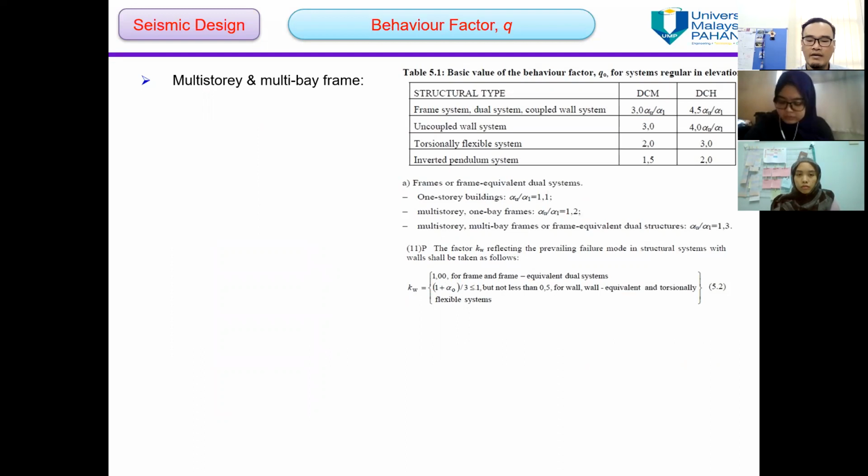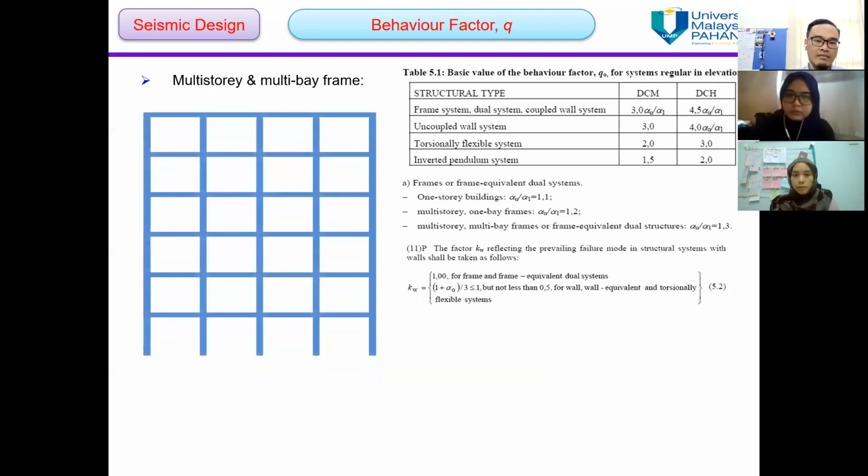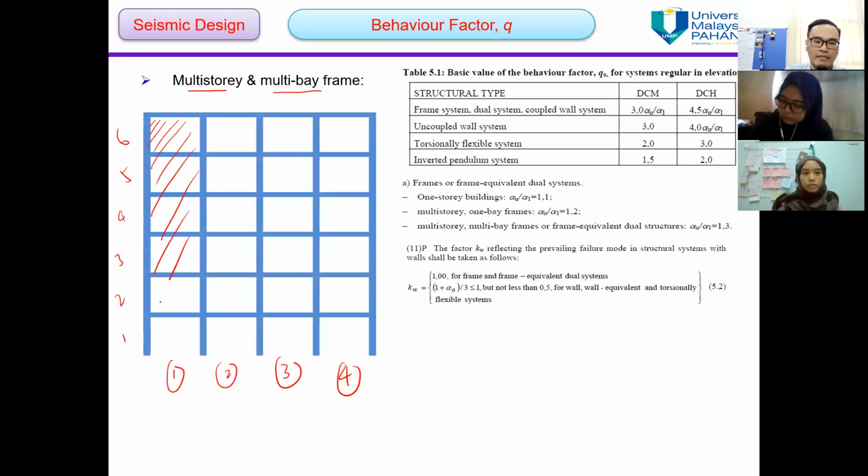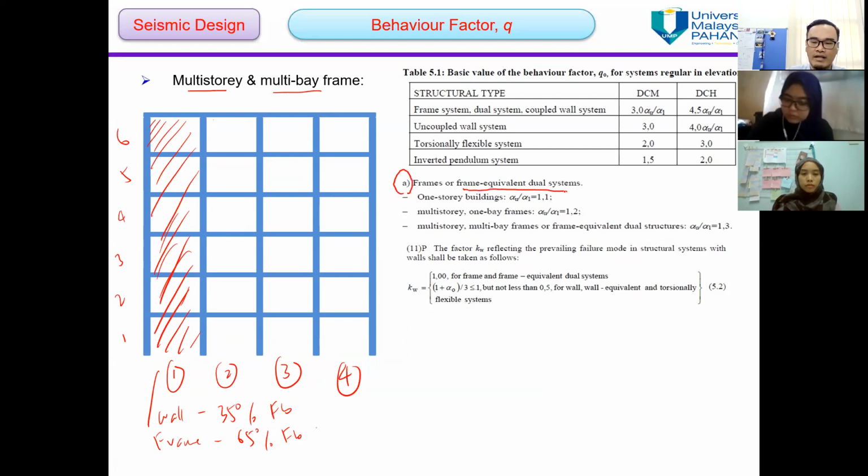Okay, and then the multi-story and multi-bay frame. This is an example. We have a total number of bay equal to 4, and the number of story is 1, 2, 3, 4, 5, and 6. That's why it's called multi-story and multi-bay frame. Let's say we have a shear wall here as a lift core. However, the shear wall only covers 35% of FB, and the frame will resist around 65% of base shear force. So the system is now frame or frame equivalent, not wall equivalent, because the frame dominates the resisting system.